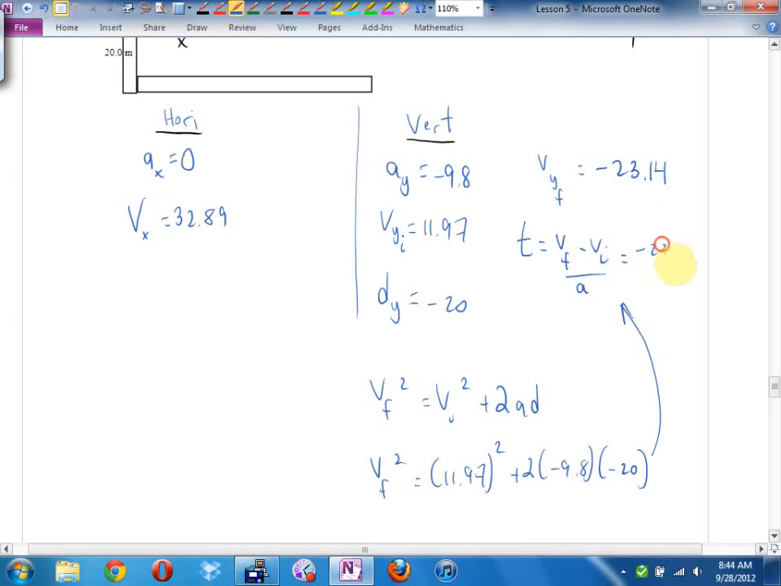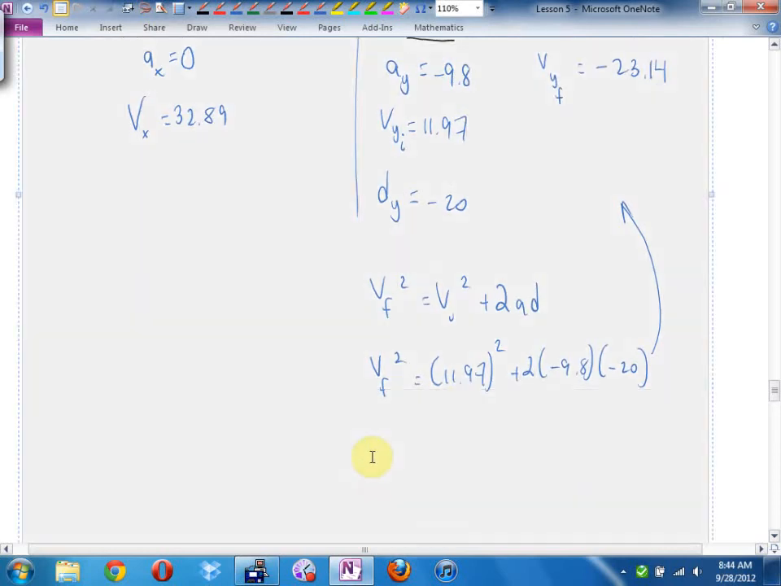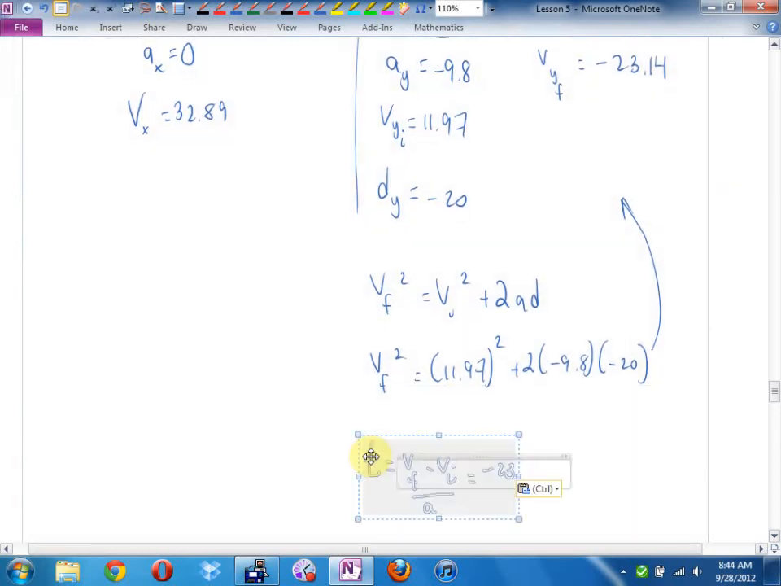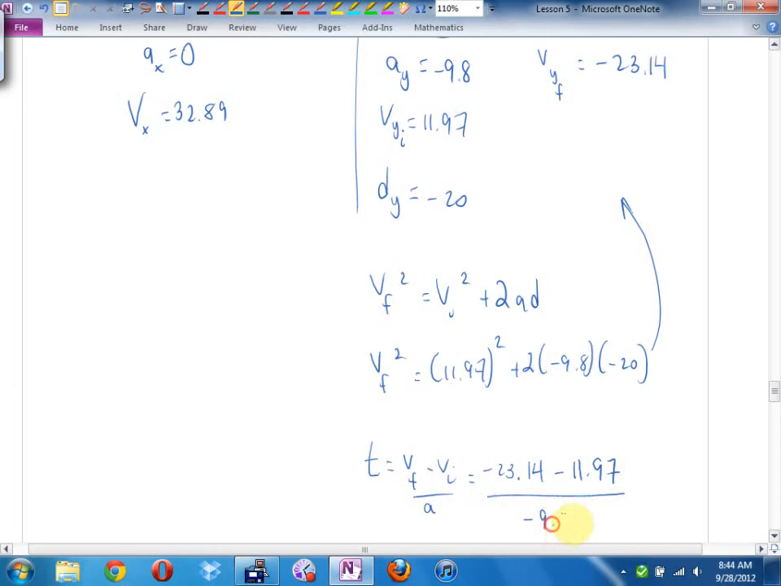Negative 23. You know what? I need more room, Mr. Dewick. Let's go like this. Cut. Click. Paste. Haha. Don't you wish you guys could do that? Negative 23.14 minus 11.97, all divided by negative 9.8.